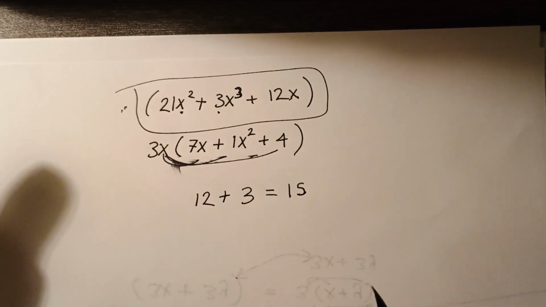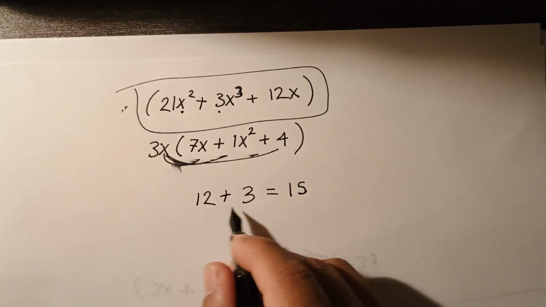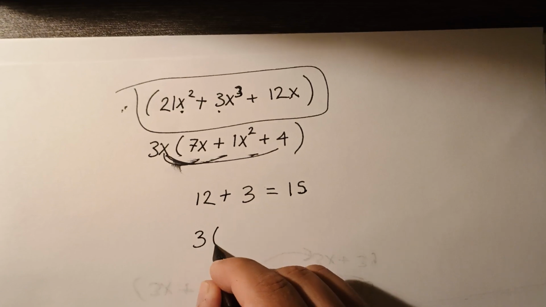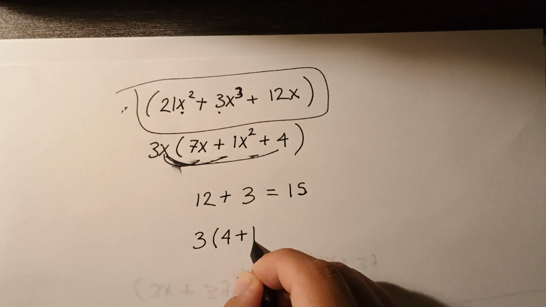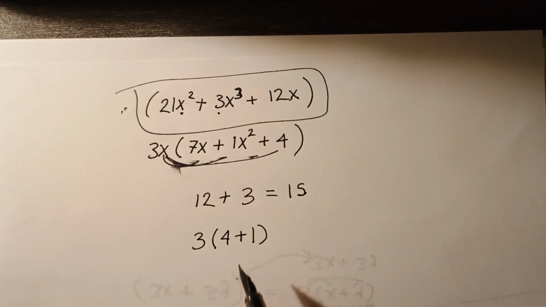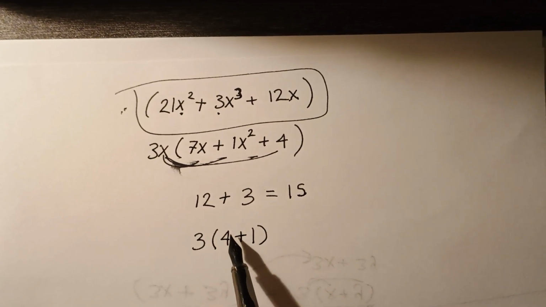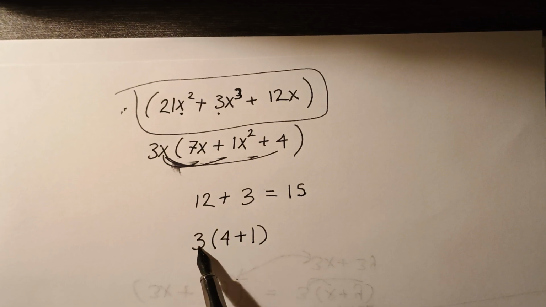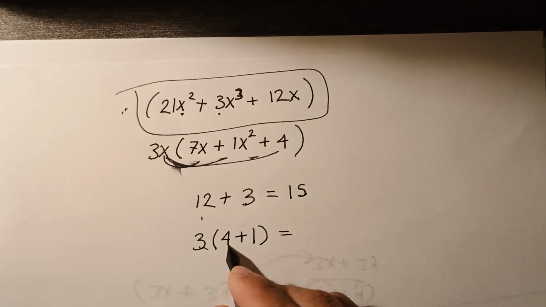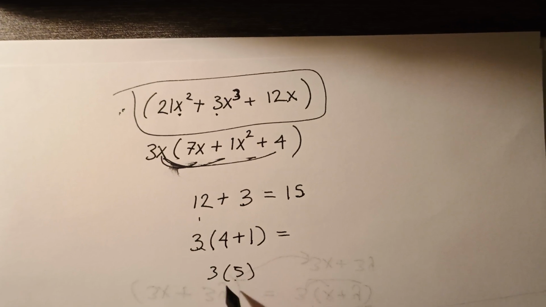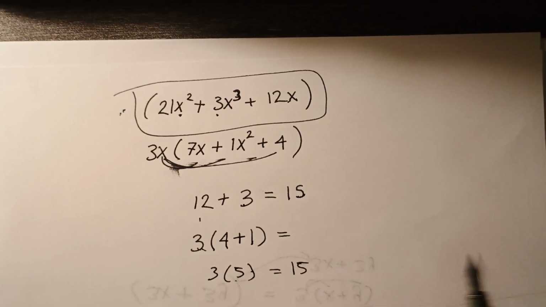But if you want, you can practice factoring by just taking out a 3 out of both of them, parentheses. So 4 plus 1, right? I took out a 3 from both of them because 3 times 4 is just 12, and 3 times 1 is just 3, right? So I'm just going to add whatever's in parentheses first. That's a 5. 3 times 5 is 15.